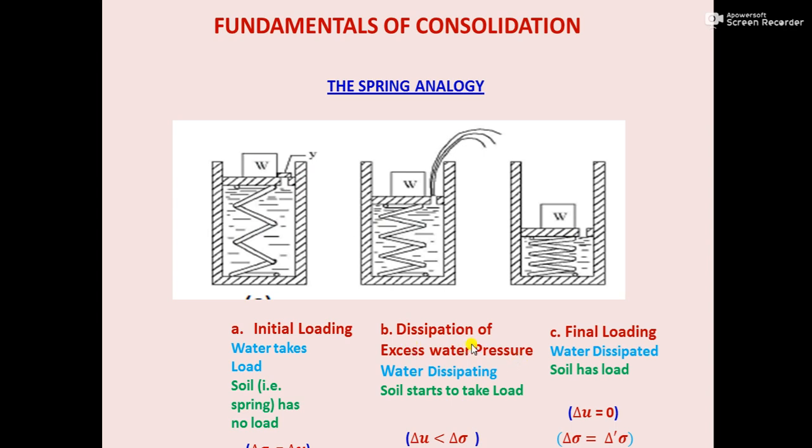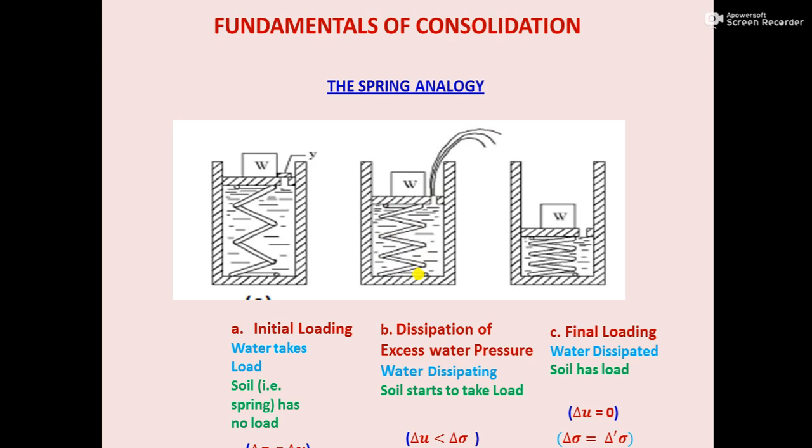So dissipation of water pressure means what? This delta U is becoming lesser than delta sigma. That means gradually water is leaving its trace, because it is going out and it is giving the load to the spring. So dissipation of excess pore water pressure is happening. The water is dissipating, and the soil starts to take load. What is the soil here? The spring is the soil over here, and the spring starts taking the load. So basically the soil starts taking the load.